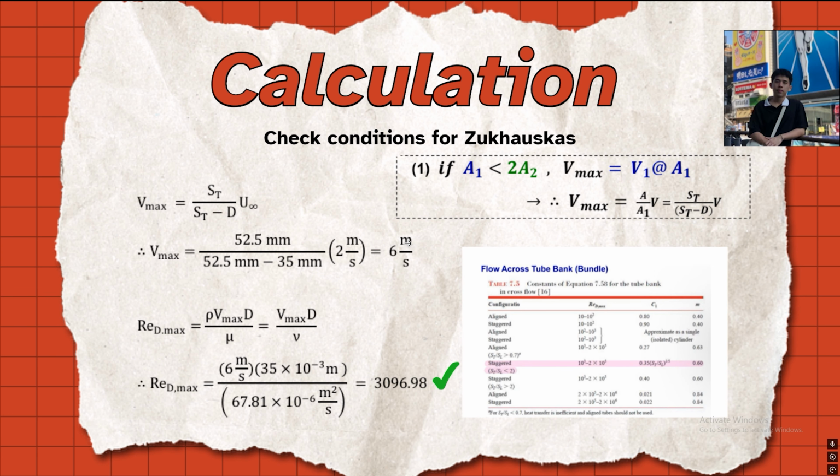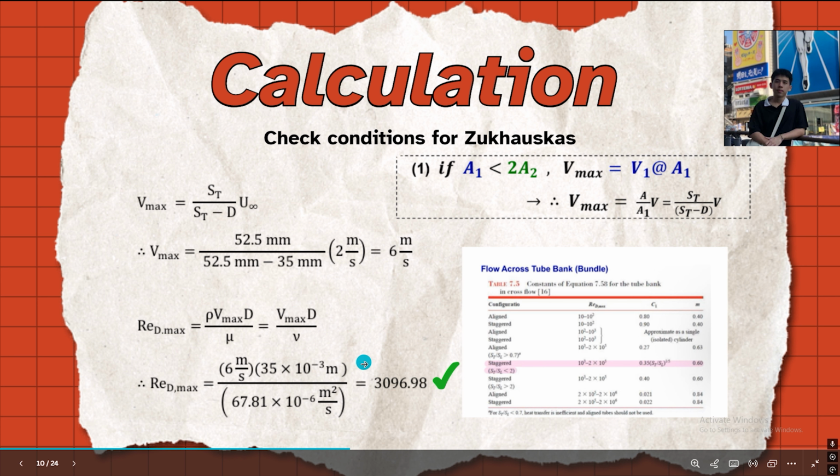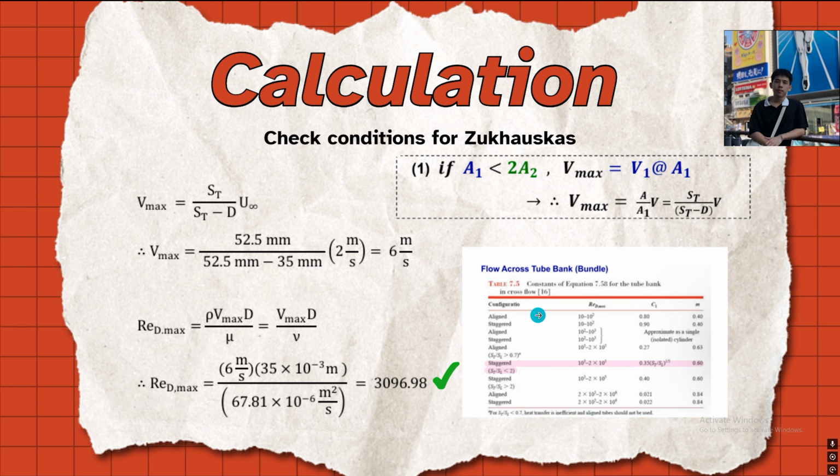With the maximum velocity, we can now calculate the maximum Reynolds number using the equation rho Vmax D divided by mu, or Vmax D divided by ν, the kinematic viscosity. Plugging in all the values, we got a maximum Reynolds number of 3096.98.